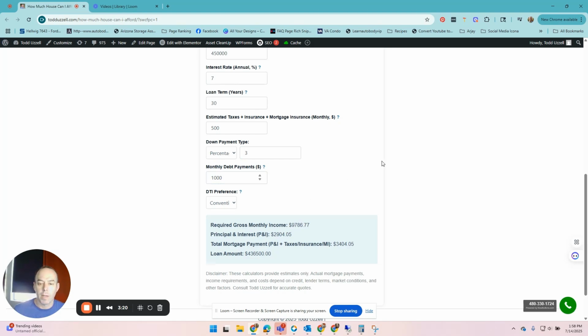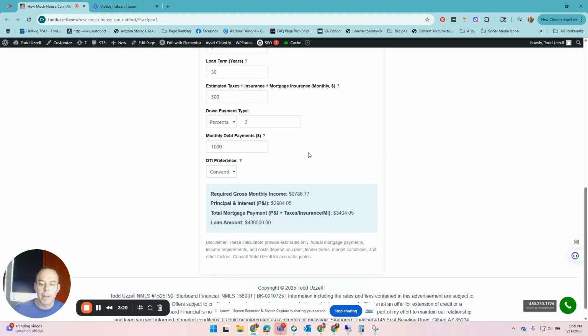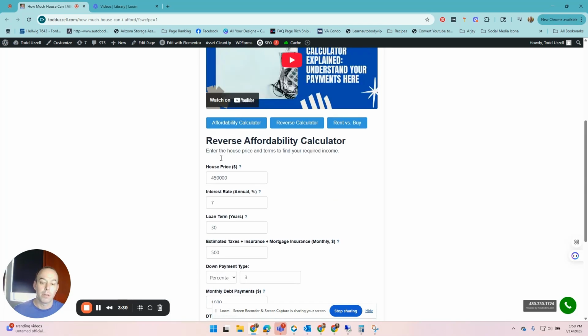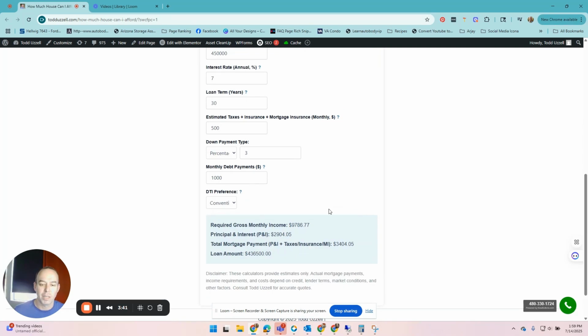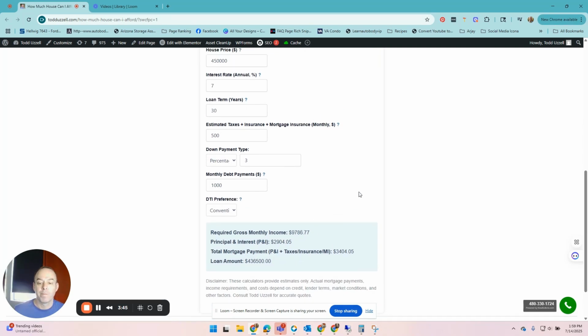So if you had all these things, $1,000 in monthly debts, we're doing conventional at max 50%. I'll throw an FHA in there because that will work too. But you're looking at a principal and interest payment of $2,900 plus $500 for the taxes and insurance. So you can buy a $436,000 house under, well, our $450,000 house with 3% down. You need to make about $9,700 a month.